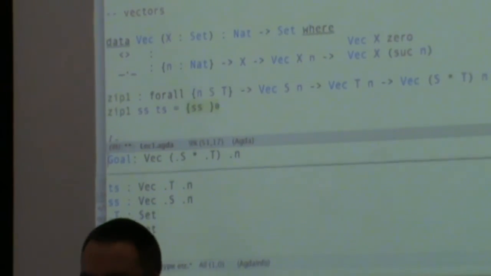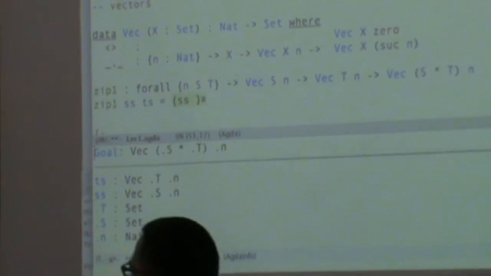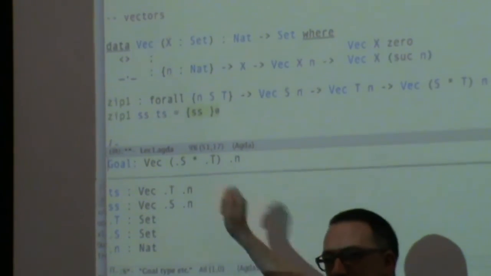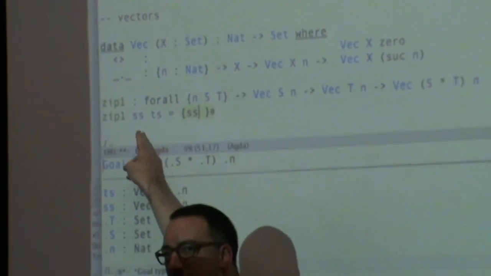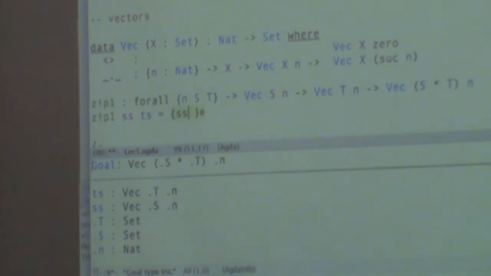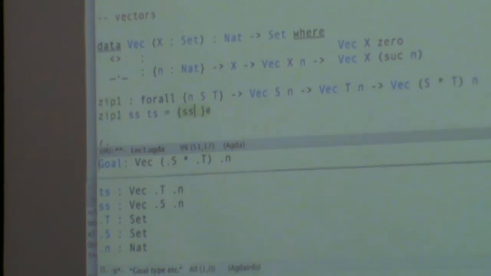Okay, this is the point at which I want to interact with the screen directly by hitting it with a stick. But I have to type S's and hit control C, control C. So split S's.